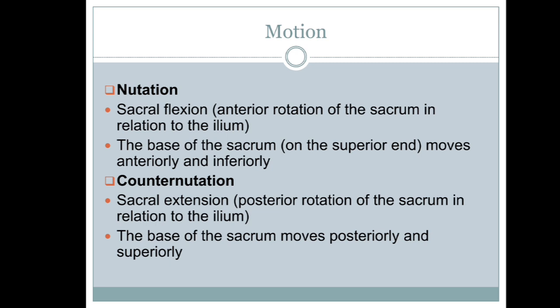Nutation is sacral flexion, that is anterior rotation of the sacrum in relation to the ilium. The base of the sacrum at the superior end moves anteriorly and inferiorly. Then counter nutation, sacral extension, that is posterior rotation of the sacrum in relation to the ilium. The base of the sacrum moves posteriorly and superiorly.